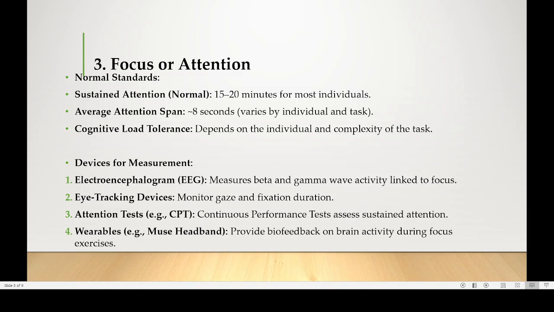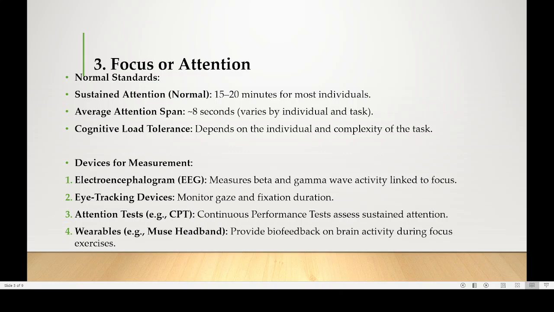So average attention span, that also varies, is approximately 8 seconds. For example, you are looking at something, and for about 8 seconds your eyes will be on that, and after that you will be moving to something else. That is average. Then similarly there is another term called cognitive load tolerance. Cognitive, as I told you, always refers to intellectual, intelligent, brain functioning, etc. So that will be depending on the individual as well as the complexity of the task.